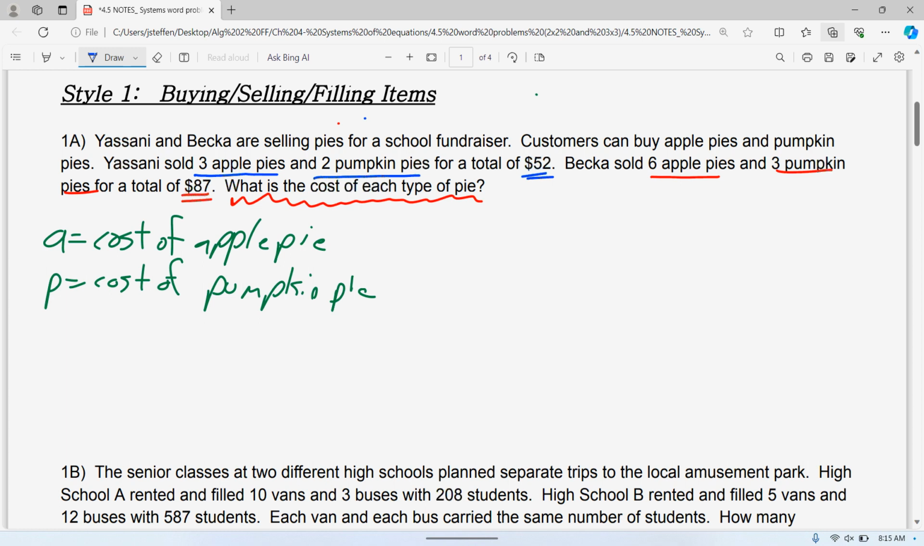If you really want to think about this deeply, what you're doing is the total cost. Well, if you bought 3 apple pies, you take 3 multiplied by how much an apple pie costs. Hypothetically, if an apple pie was $10, you bought 3 of them, you pay $30. You take 3 times 10. Well, you know what the apple pie costs, so it's 3 times A. We add to that 2 multiplied by P because we're buying 2 pumpkin pies. So how much do you spend on pumpkin pies? 2 times whatever a pumpkin pie costs. That's equal to $52.